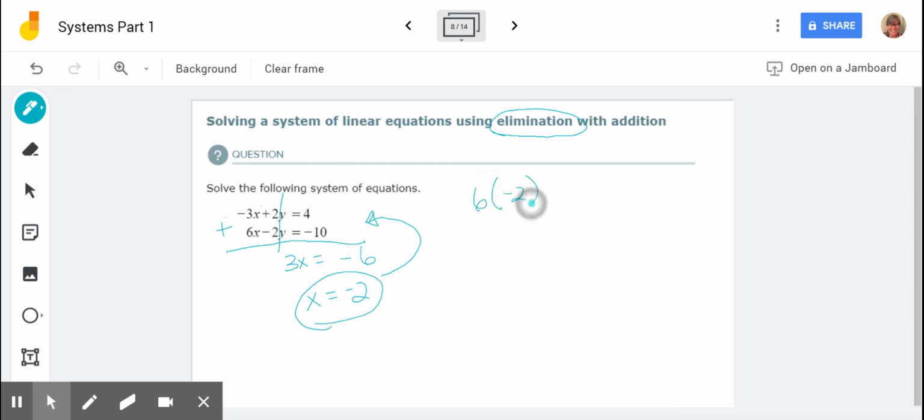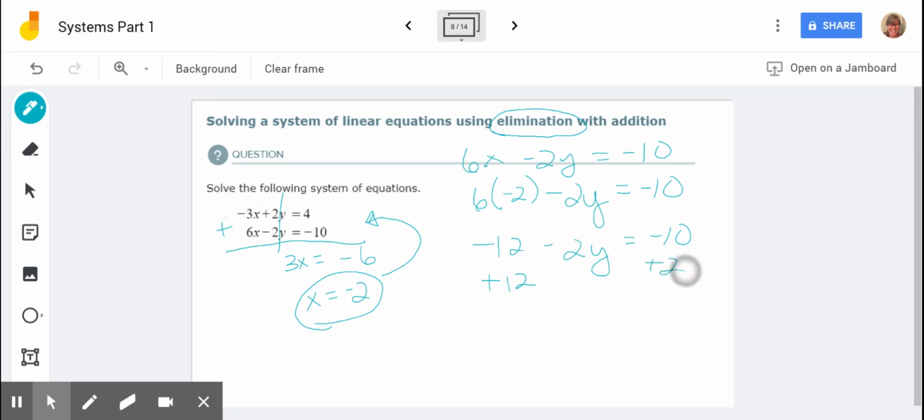I'm going to pick 6 times -2. Actually, again, make a good habit of writing the equation first. I'm being kind of lazy, and that's not good. It's only because I've already done these notes almost twice or three times. It's been pretty brutal for me. -12 minus 2y equals -10. And then add 12 to both sides. And you're going to get -2y equals 2. Okay? And y is equal to -1.